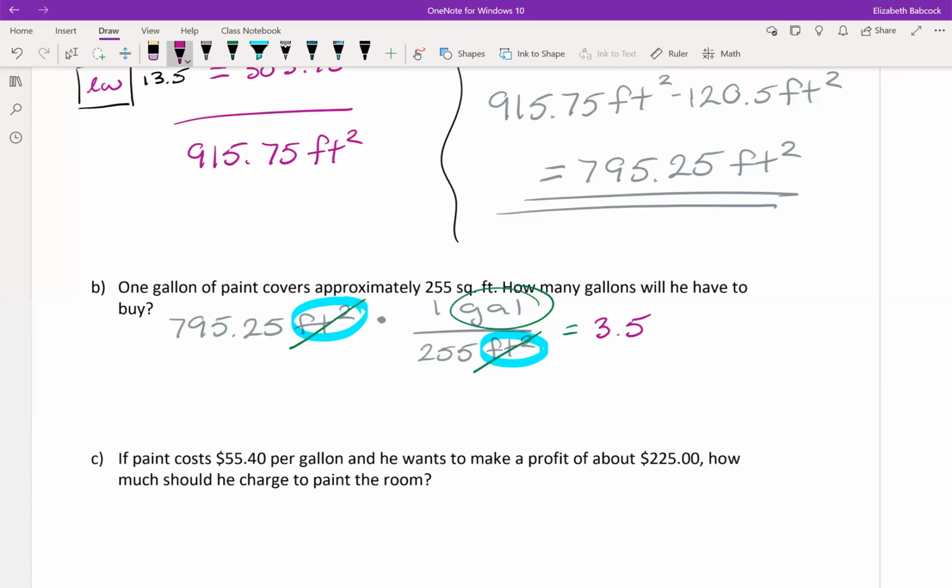However, you can't just buy half a gallon, okay? So we need to round it to the nearest whole number. But if he only buys 3, he's not going to be able to paint all the walls. So therefore, he needs to buy 4 gallons.